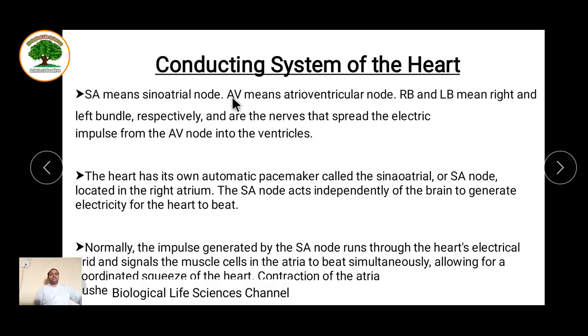Then after that there is an AV node which is situated in the ventricle, and then the right bundle and left bundle here in the heart, and then the electrical impulse spreads through the bundle of His and then through the Purkinje fibers.